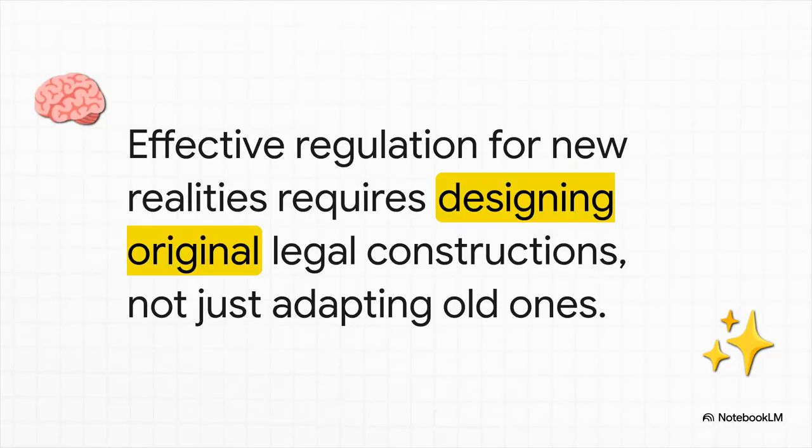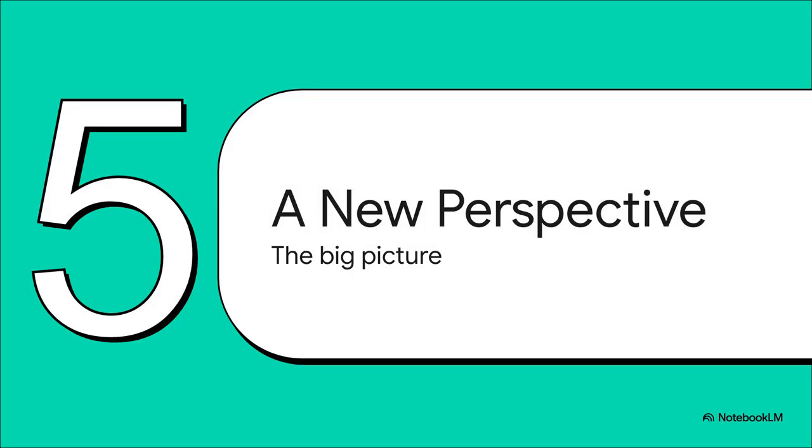So, the crucial point here is this. A conscious, rational approach to building these legal constructions is absolutely essential for creating laws that are actually effective in the 21st century. It's the difference between just patching an old system and architecting a new one that's truly fit for its purpose. Okay, let's bring all these ideas together and see the bigger picture that they reveal.